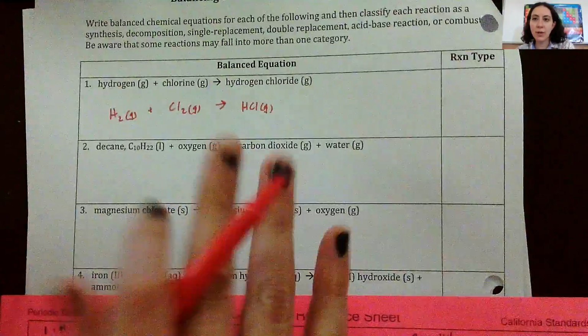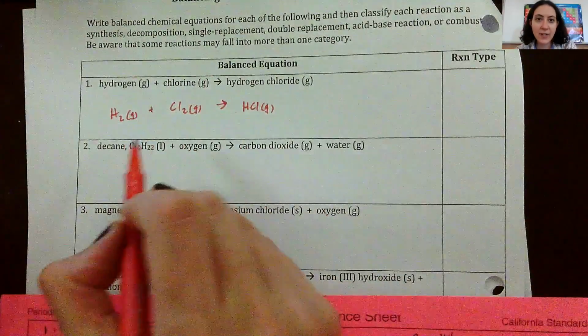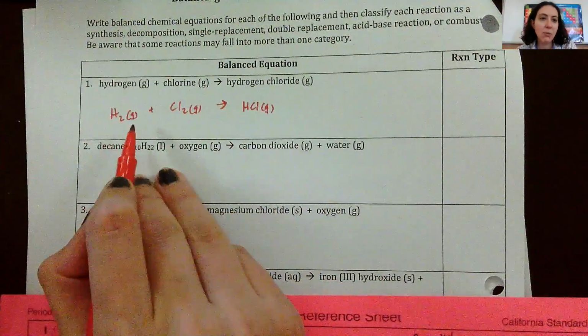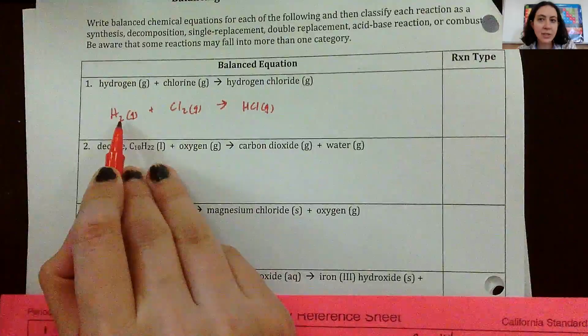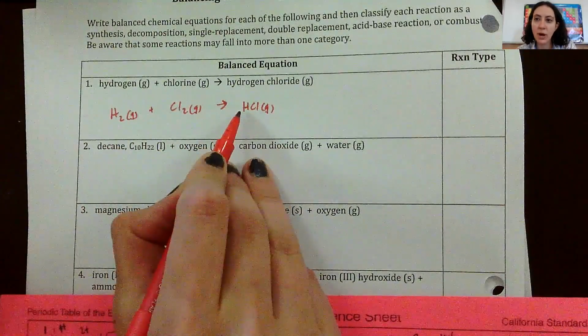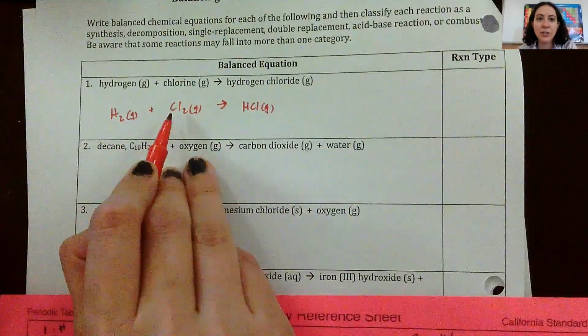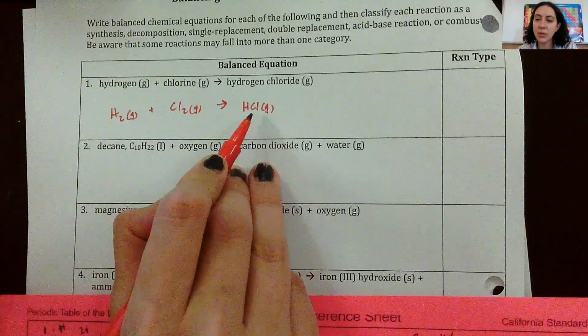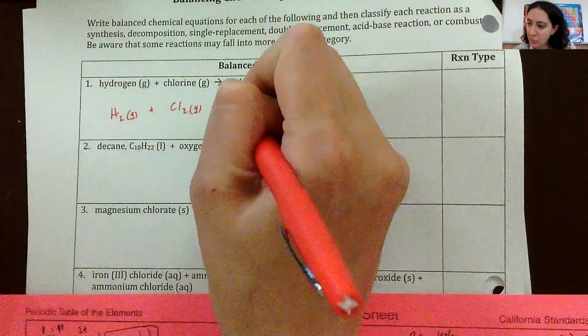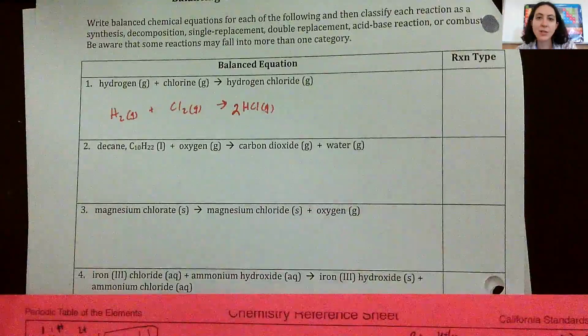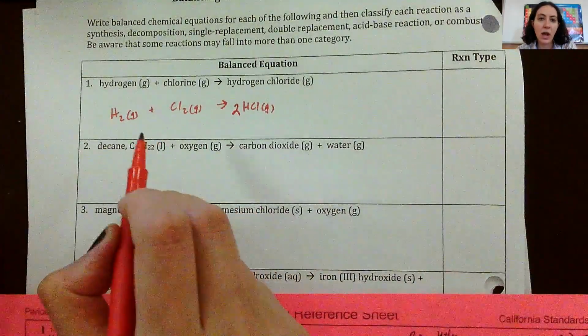Okay, so writing the formulas, I got distracted. Let's finish this off. Let's balance it. So right now we've got 2 hydrogens in the reactants and we only have 1 in the products. So that's a problem. And we've got 2 chlorines in the reactants and only 1 in the products. So if we just put a 2 in front of HCl, that should balance the whole thing.